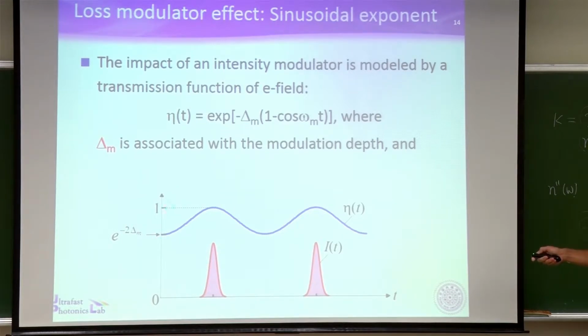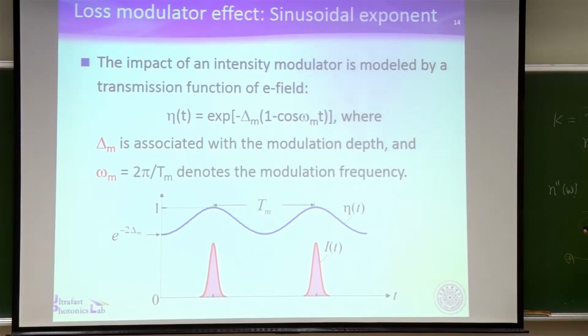Okay, this is total transmission, totally transparent, and the minimum transmission is e to the minus 2 delta m, and the distance means your modulation depth. The larger the distance, that means a stronger modulation can be provided by this modulator. Okay, and since the minimum transmission is related to e to the minus 2 delta m, delta m is referred to as the modulation depth parameter.